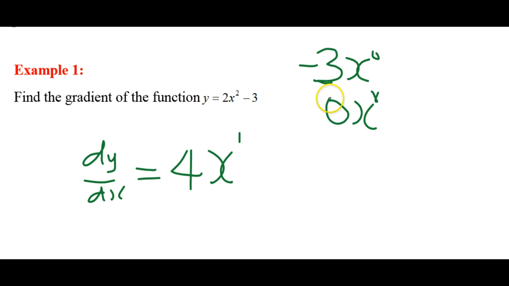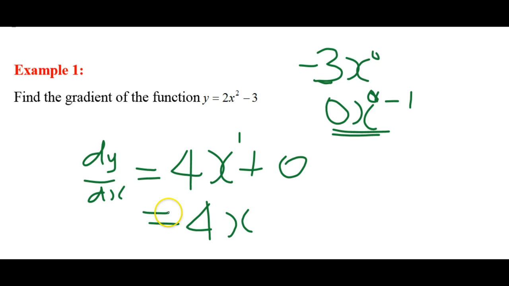Then x to the power 0 minus 1, and everything here will be what? 0. So I'm going to get plus 0. I can choose not to write it, but I'll write 4x. And that is why the answer gave us 4x from the onset.